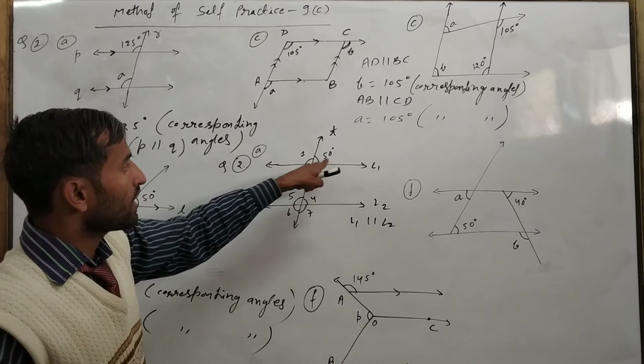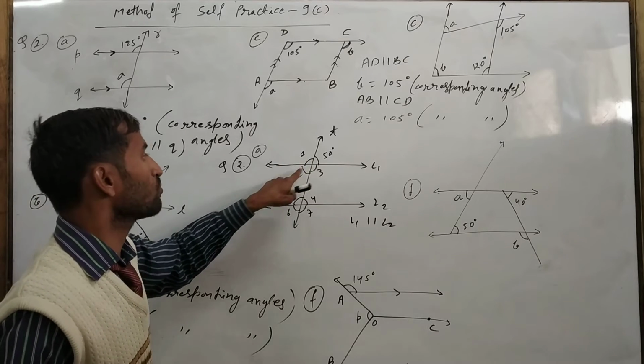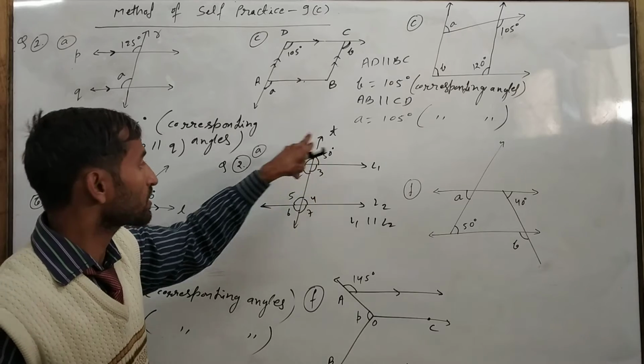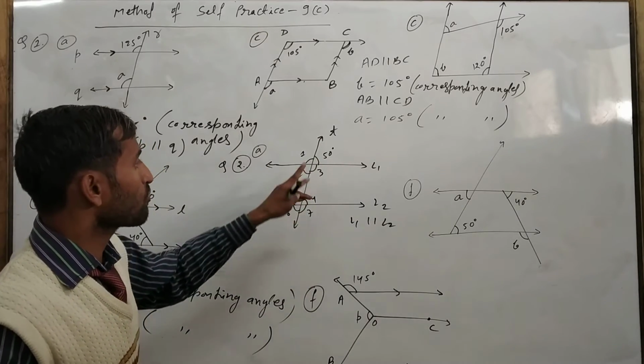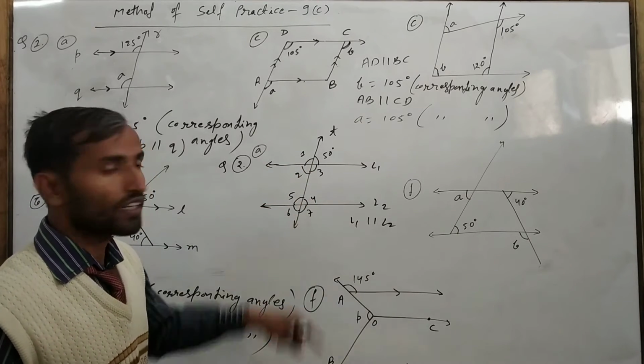Here this angle is given and this one is the number. It is the name of the angle: angle 1, angle 2, angle 3. It is not the value of the angle. This one is the value of the angle, but this one is the name of the angle. This one is also the name of the angle. Okay. So we have to find the value of 1, value of 2, value of 3, value of 4. These are the angles given.